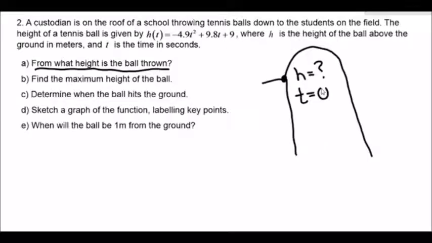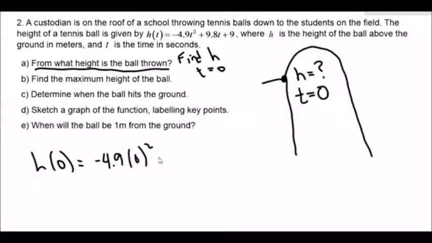So that means that when time is 0, that's the starting height. So really what this is asking is find height when t equals 0. So you can take this equation and sub in 0 for t. And again, I'm hoping you already know what's happening here, but just in case, if you sub 0 in for that variable t, the first two terms will disappear and you'll be left with 9. So the ball was thrown from a height of 9 meters.